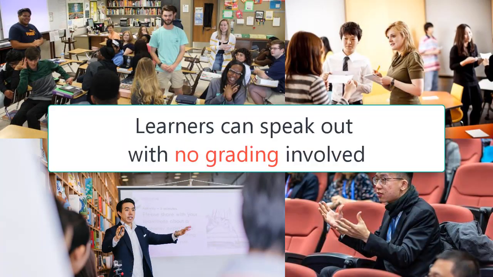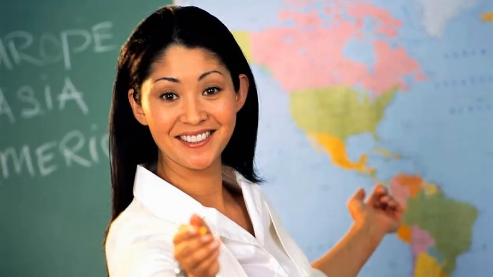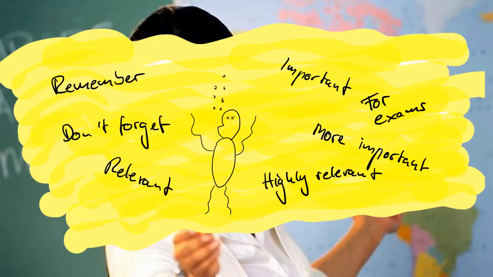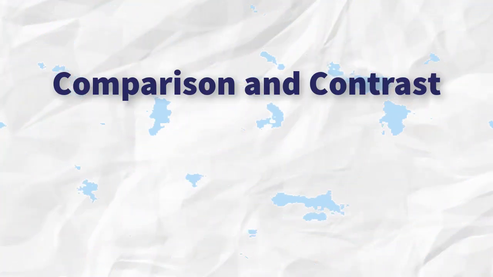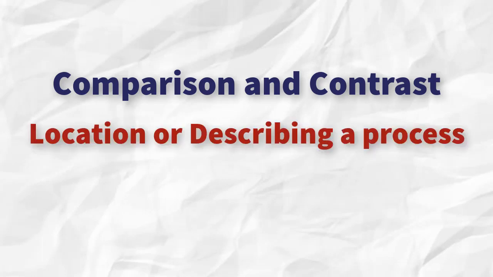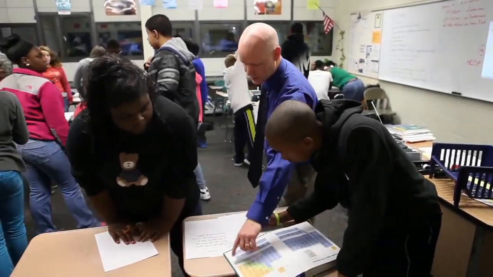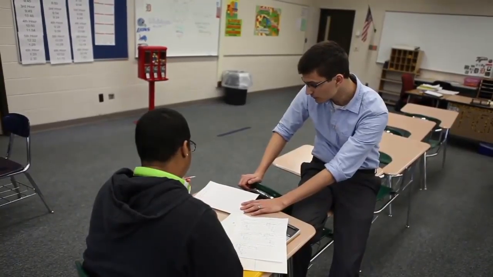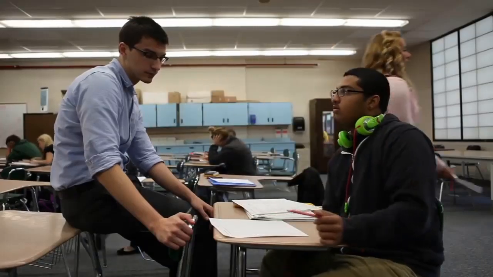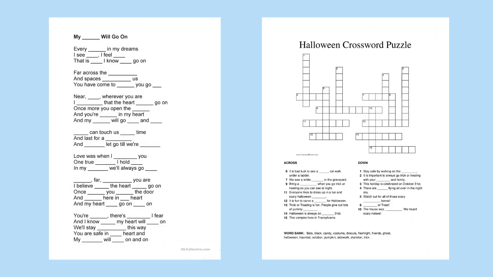However, it is a good idea for the teacher to highlight useful language in the text and to categorize it according to functions such as comparison and contrast, location or describing a process, specific vocabulary, and so on. Fourth, tasks for students. A variety of tasks should be provided, taking into account the learning purpose and learner styles and preferences. The tasks should include receptive skills and productive skills activities, such as listen and fill in the table or word guessing games.